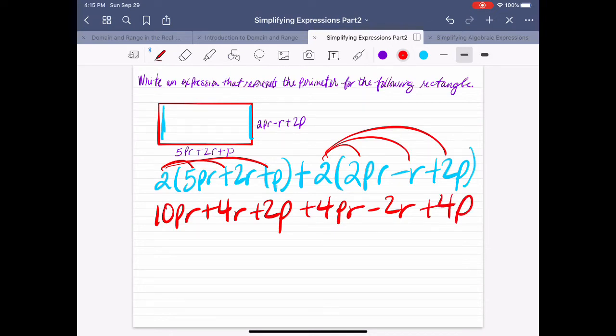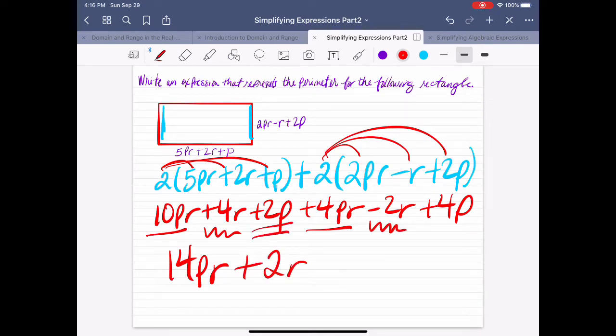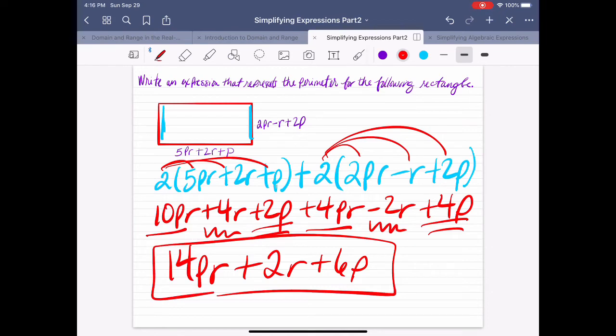Let's combine our like terms. 10pr plus 4pr gives us 14pr. 4r minus 2r leaves us with 2r. 2p plus 4p gives us 6p. We are done because we no longer have like terms.